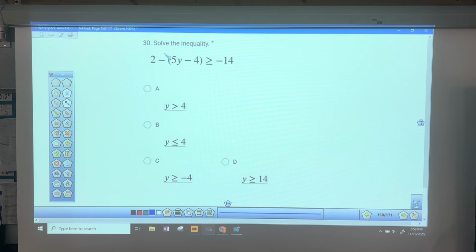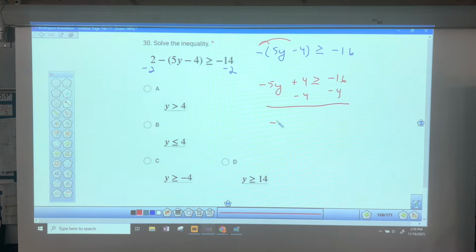So let's distribute this negative. Now I'm going to subtract 2 first. I'm going to subtract 2. So that'll give us negative 5y minus 4 is greater than or equal to negative 16. I could get rid of the negatives right now by dividing both sides by negative 1, but I'm not going to. I'm going to distribute it because that's how most people would do it. Negative 5y plus 4 is greater than or equal to negative 16. Subtract 4, subtract 4.